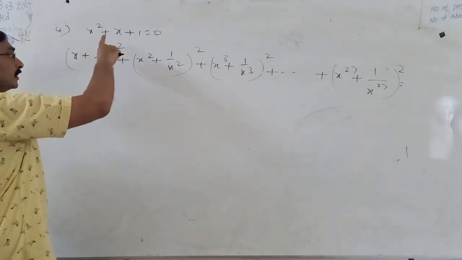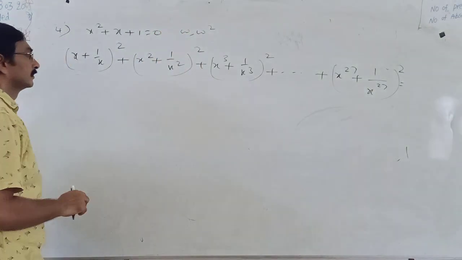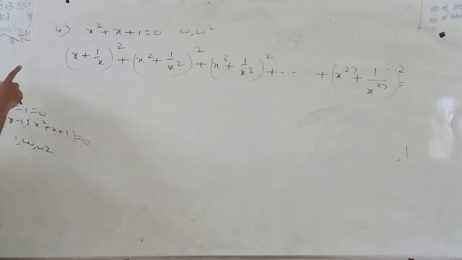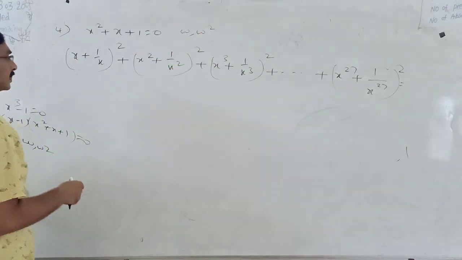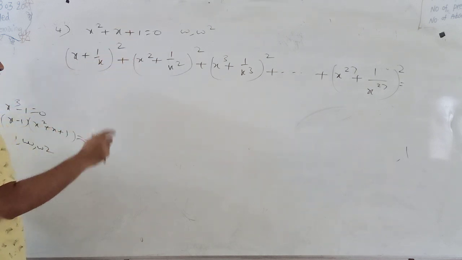So clearly the roots of x square plus x plus 1 equal to 0 are omega and omega square. Cube roots of unity means the roots of x cube minus 1 are 1, omega, omega square. Factors of this one: x minus 1 into x square plus x plus 1 equal to 0. So of these three roots, one is the root of x minus 1, and omega and omega square are the roots of x square plus x plus 1. So by heart, roots of x square plus x plus 1 equal to 0 are omega and omega square. So we can replace x with omega or omega square. For any value, we get the same answer.